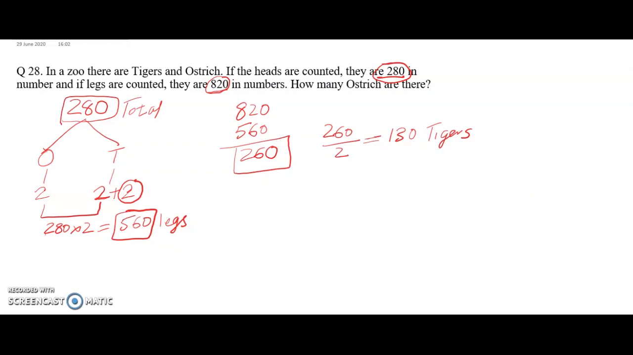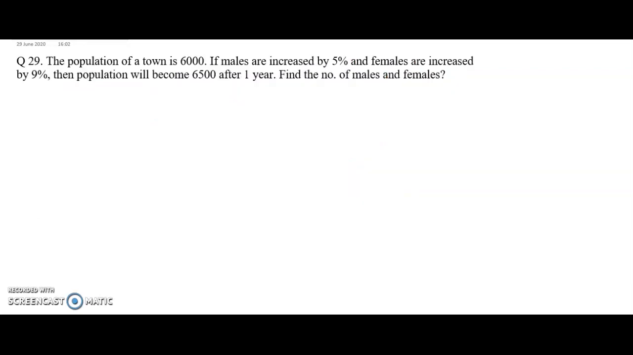Now total is 280. So 280 minus 130 will give us the number of ostrich. So in the question we need to find how many ostrich there are. 150 in number. So number 29. The population of a town is 6,000. If males are increased by 5% and females are increased by 9%, then the population will become 6,500 after 1 year. Find the number of males and females.